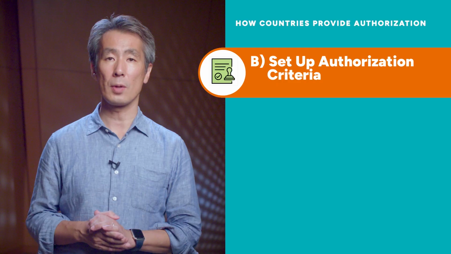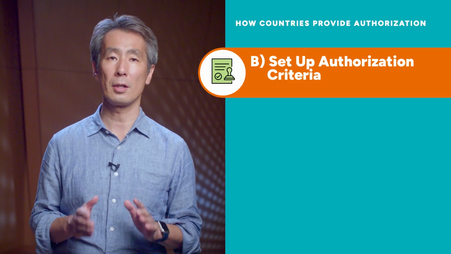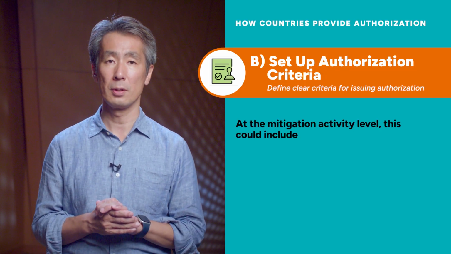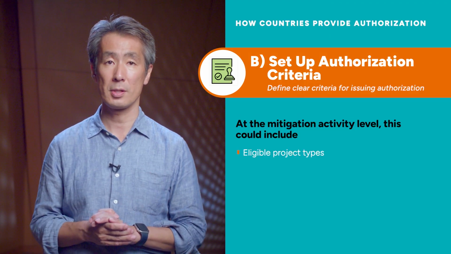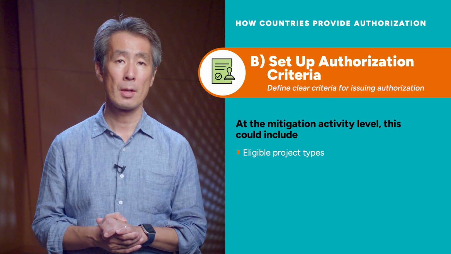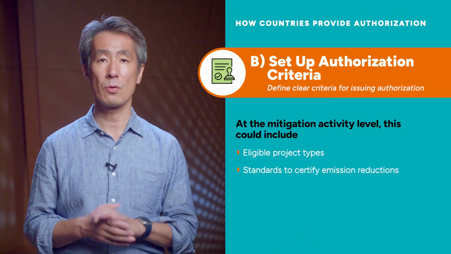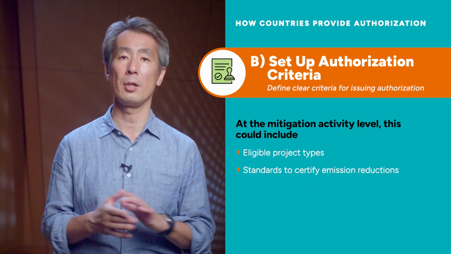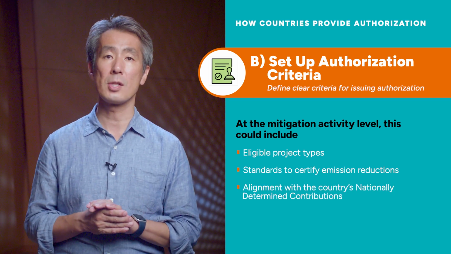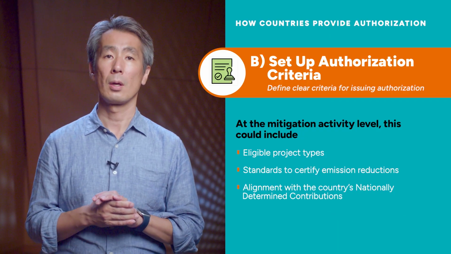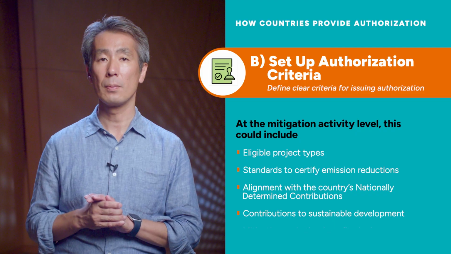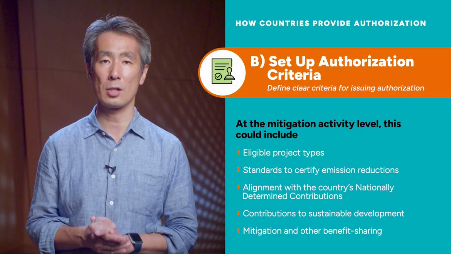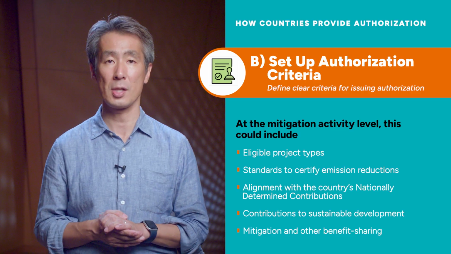B. Set up authorization criteria. Each country should define clear criteria for issuing authorization. For example, at the mitigation activity level, this could include eligible project types, such as renewable energy and forestry, the standard to certify emission reductions, for instance, the UNFCCC's Article 6.4 mechanism, bilateral crediting frameworks, or independent programs, alignment with the country's nationally determined contributions, contribution to sustainable development, and mitigation and other benefit sharing to ensure that the host country also benefits from the emission reductions from the projects and other benefits such as adaptation.